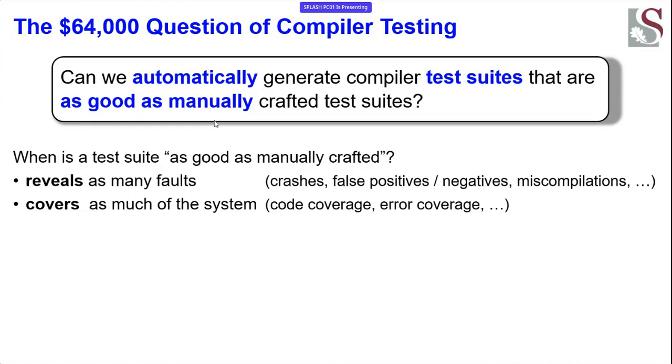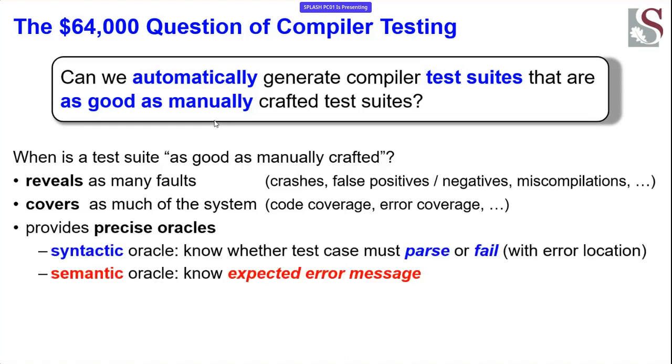The second one is perhaps you want to look at the coverage of the system under test. So does the test suite that you automatically generate induce the same code coverage as the manually constructed one, statement coverage or branch coverage? Or does it induce the same coverage on generated error messages? So those are 2 dimensions.